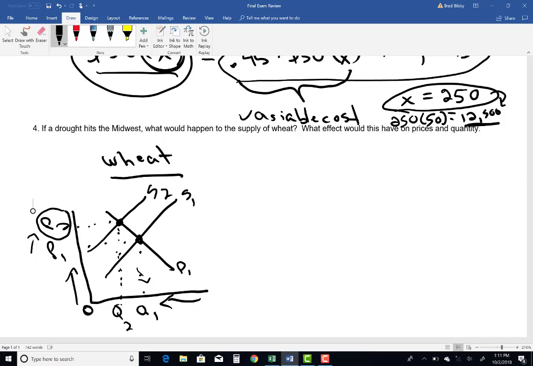Now, notice there's 4 different scenarios you could have. That's just one of them right there. So in this case, the supply of wheat went down, prices go up, quantity sold goes down. We could have the reverse case. So say supply increases.